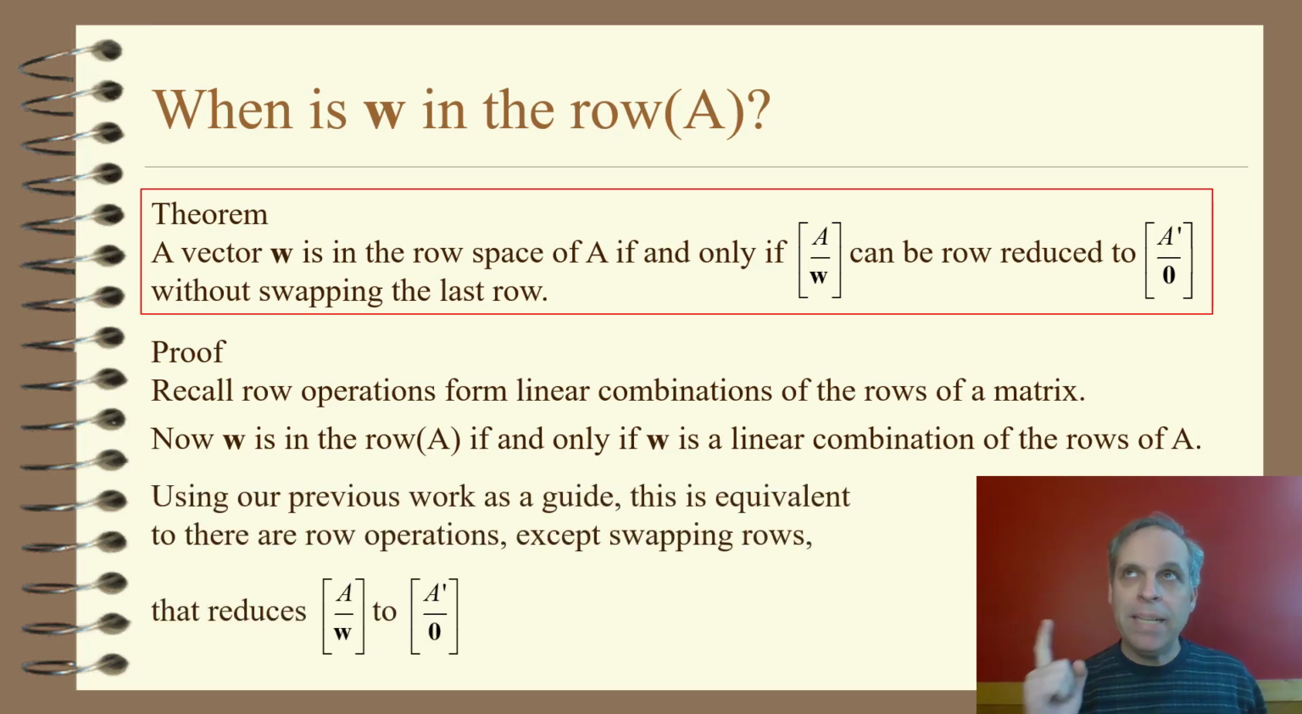But that means, if that's true, since I'm using only row operations that allow me to take a multiple of a row above the last row and add it to the last row, that's the only way to introduce a row of zeros, because I can't multiply the last row by 0 and I can't swap in a row of zeros. So there must have been row operations on the rows of A, where I take multiples of them and add them to the last row in order to get the row of zeros. Therefore, W has to be a linear combination of the rows of A.